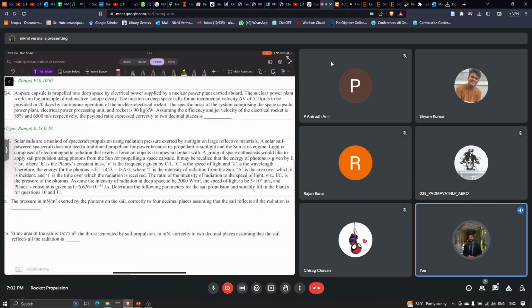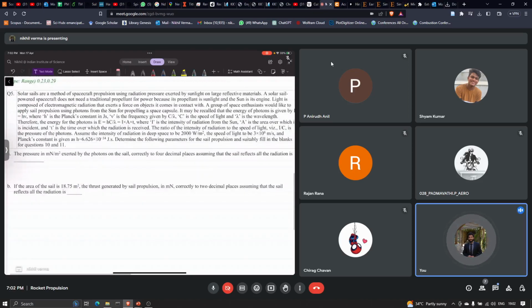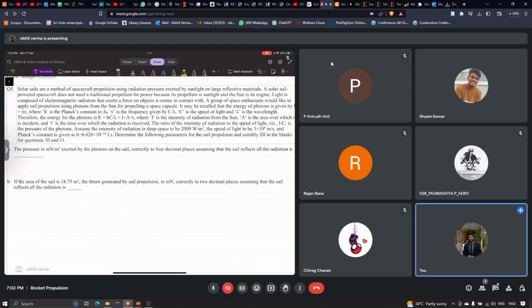A solar sail is a method of spacecraft propulsion using radiation pressure exerted by the sun on a large reflecting material. A solar sail powered spacecraft does not need a traditional propulsion system, because the propellant is, this is just a description of what a solar sail is. Light is composed of electromagnetic radiation that exerts a force on an object. Okay, so that's what I explained just now.